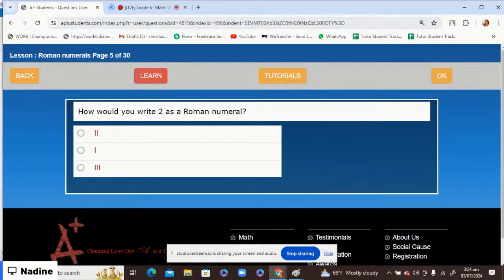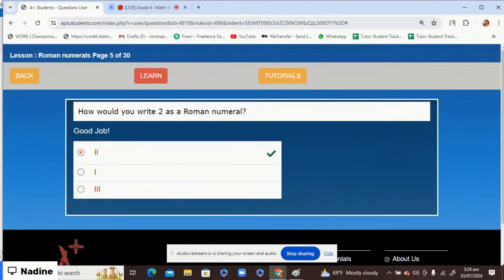Now, how would you write 2 as Roman numerals? 2 is represented basically by 2 lines. So we go with this option. Okay, this one is easy.